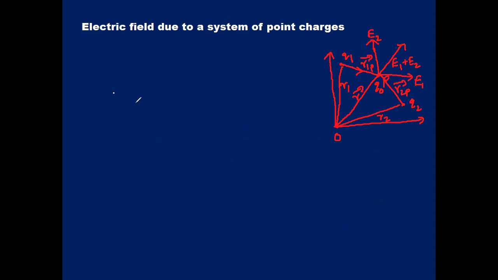Now, we can learn about electric field due to a system of point charges. Let's consider n number of point charges Q1, Q2, Q3, and so on up to Qn, having n number of position vectors R1, R2, R3, and so on up to Rn, with respect to origin O. Now, we need to find the electric field at a point P at position vector R.